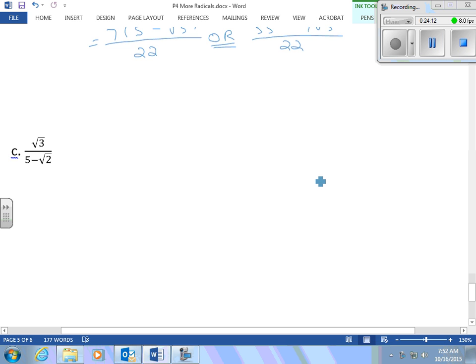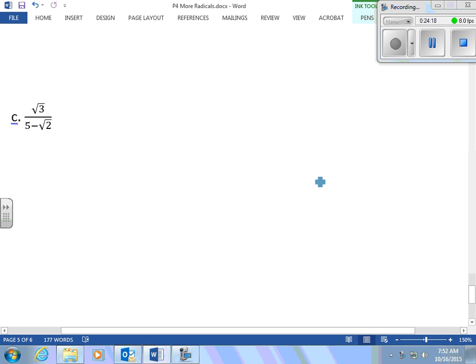So let's take a look at question C. I've got root 3 over 5 minus root 2. So again, think about what's the conjugate of the denominator. 5 minus root 2 becomes then 5 plus root 2. And we'll multiply top and bottom by the same thing.